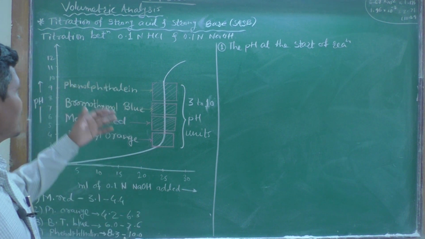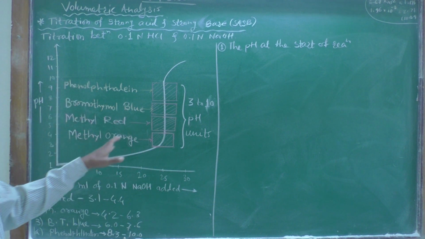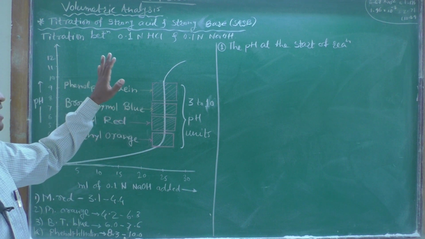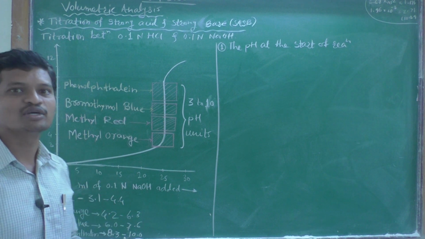So we have to determine the titration curve for these two chemicals, the strong acid and strong base. Here the graph is shown, and this graph is showing the titration curve of HCl and NaOH, both 0.1 normal. This graph is nothing but a plot of pH versus volume of NaOH added.